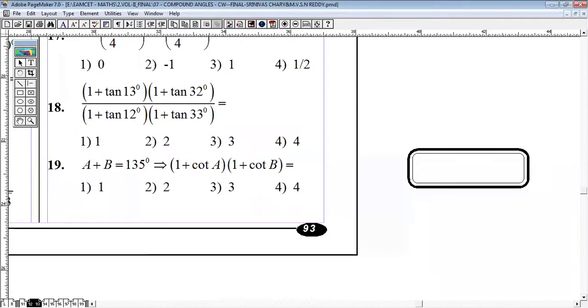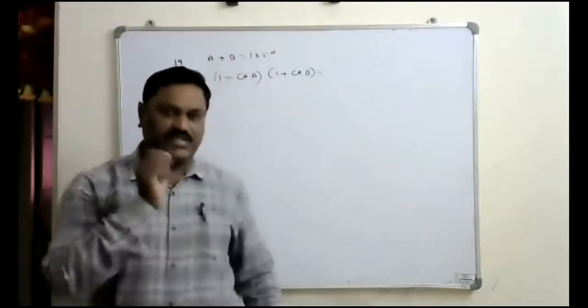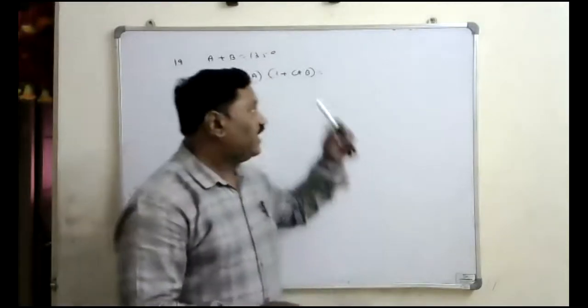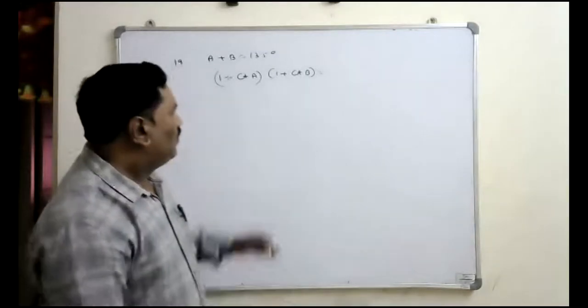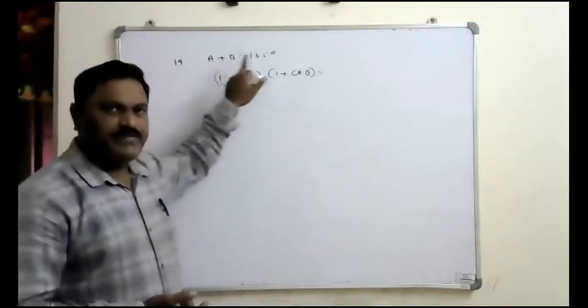A plus b is given as 135 degree. What is the value of 1 plus cot a into 1 plus cot b? We have to find 1 plus cot a into 1 plus cot b. So here if you observe the options, all the options are constants. Means it is going to give the same value whatever the angle which satisfies that given condition. So in certain cases, if we don't know the result, then take some values for a and b which satisfy this condition.